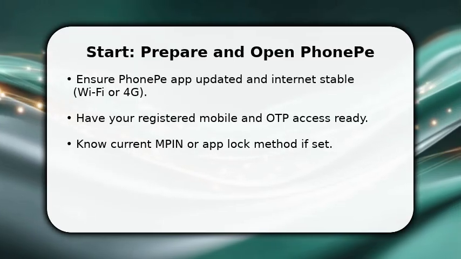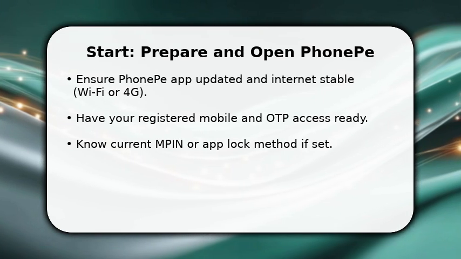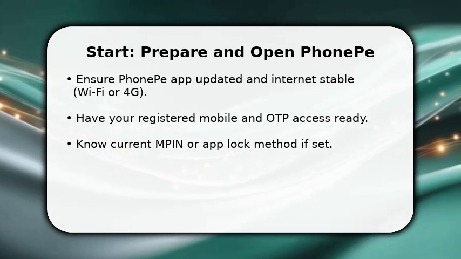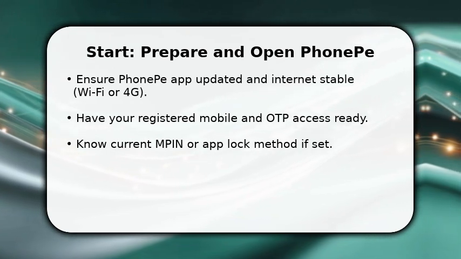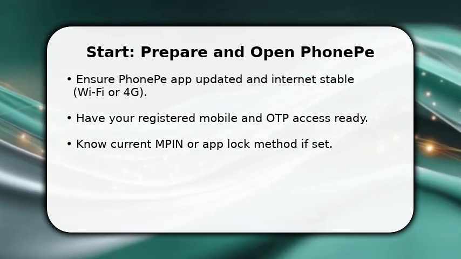You start by preparing essentials. Update the PhonePe app and confirm a stable connection because interruptions break the flow. Once done, unlock your phone and open PhonePe, then sign in with the registered number.